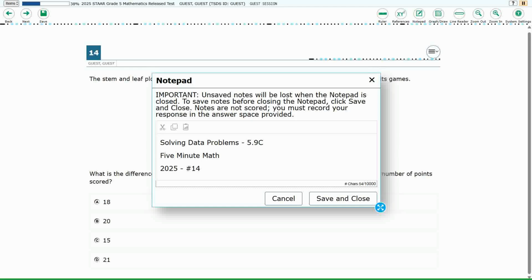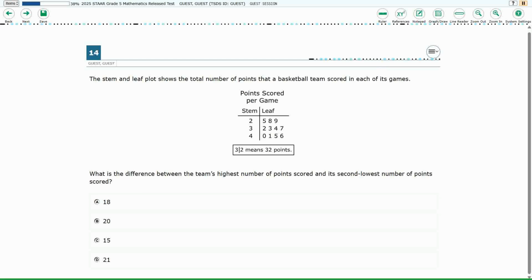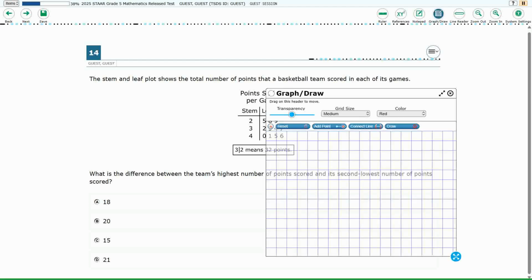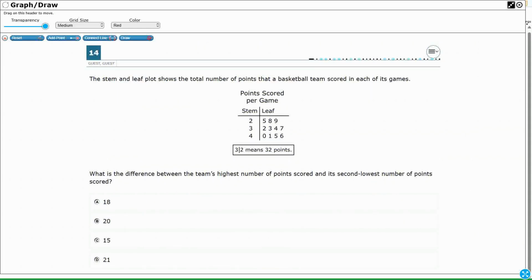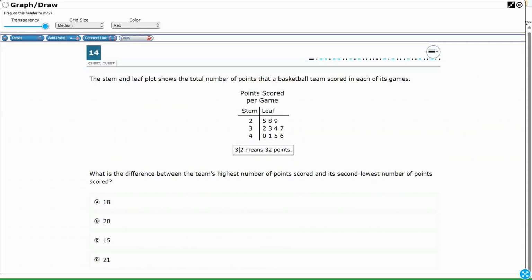Today we are looking at the 5th grade concept of solving data problems. This is standard 5.9C in the great state of Texas, and we are using item number 14 off the 2025 released STAAR test. If you haven't done so already, please go ahead and take a moment to pause the video, work this problem out on your own, unpause it. We will look at our answers together.